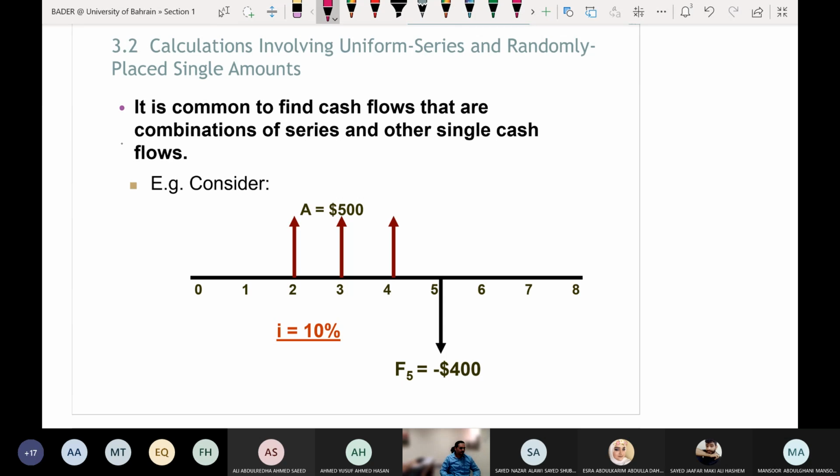Okay. How about this? It says, find the cash flow for the combination of series and other single and series. Single. Okay, let's do this. Visualize, guys.